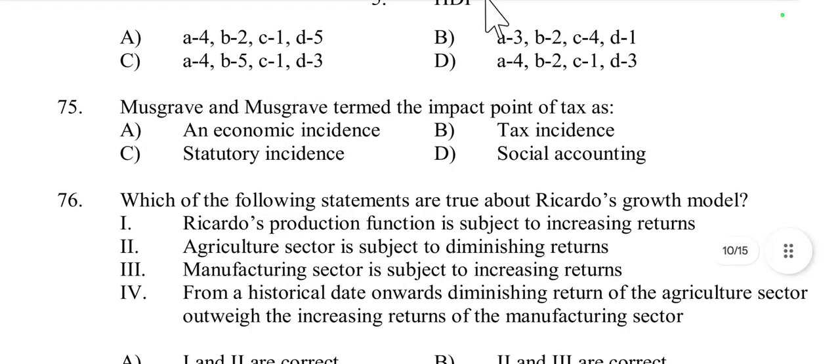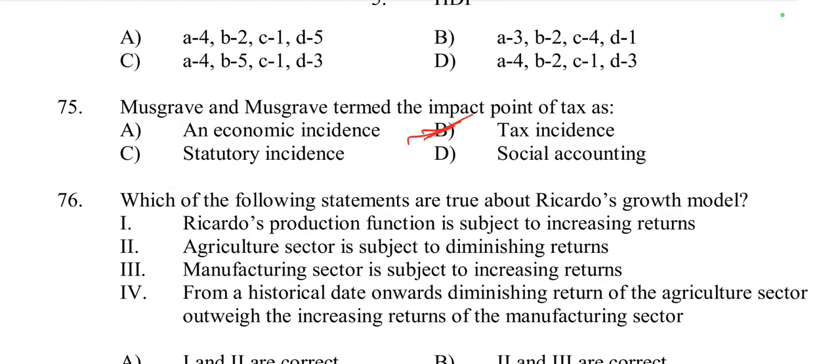Then question number 75. Musgrave termed the impact point of a tax as: economic incidence, tax incidence, statutory incidence, or social accounting. It is called tax incidence. The final burden of the tax is called tax incidence, because tax incidence analyzes who ultimately bears the economic burden of a tax, whether it is the consumer, producer or another group.